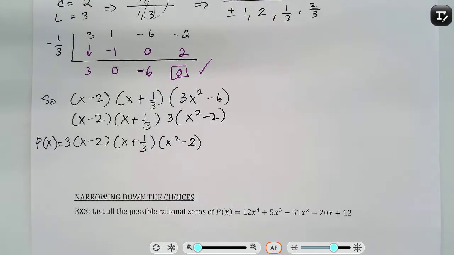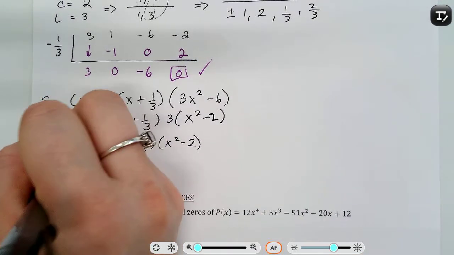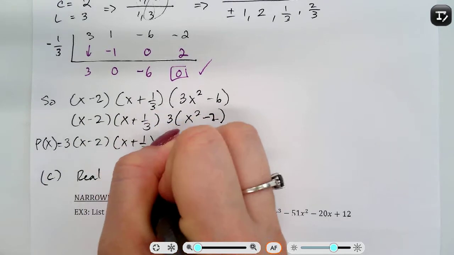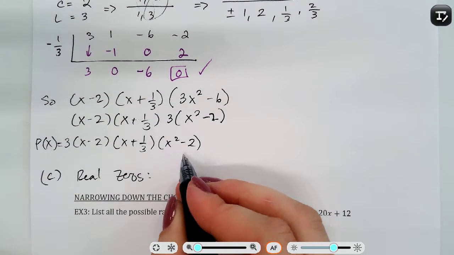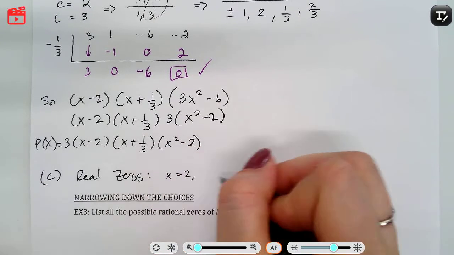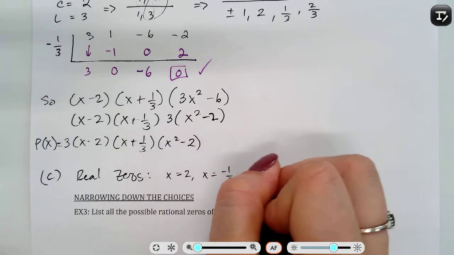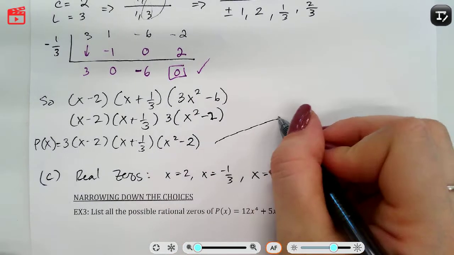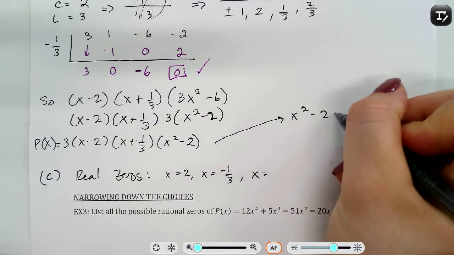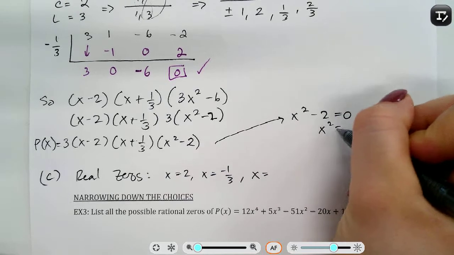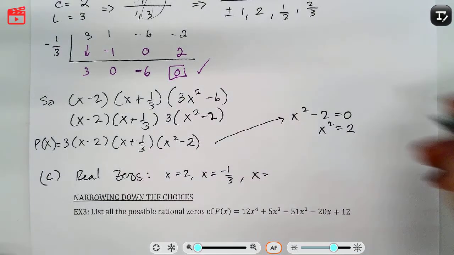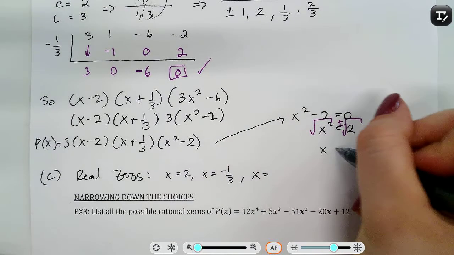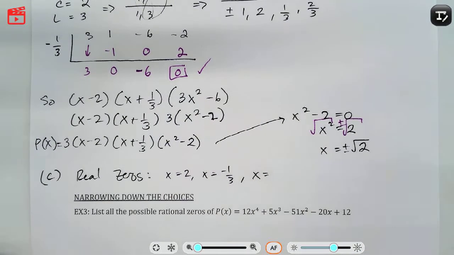Lastly, we have to list the real zeros, so part C. The real zeros that we get from here. So it's going to be x equals 2, x equals negative 1/3, and x equals, let's see, how would I figure out what this is as a 0? So x squared minus 2 equal to 0, add 2 to both sides. Take the square root of both sides because I'm solving for x. x equals plus or minus the square root of 2.